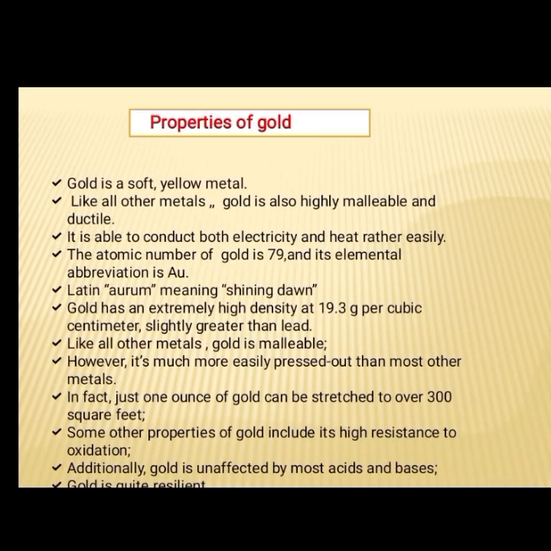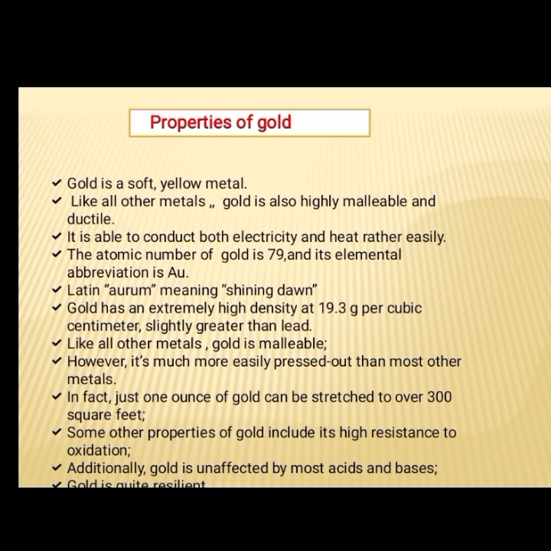The next, properties of gold. Gold is a soft yellow metal. Like all other metals, gold is also highly malleable and ductile. It is able to conduct both electricity and heat rather easily. The atomic number of gold is 79 and its elemental abbreviation is Au. Latin aurum means shining dawn.